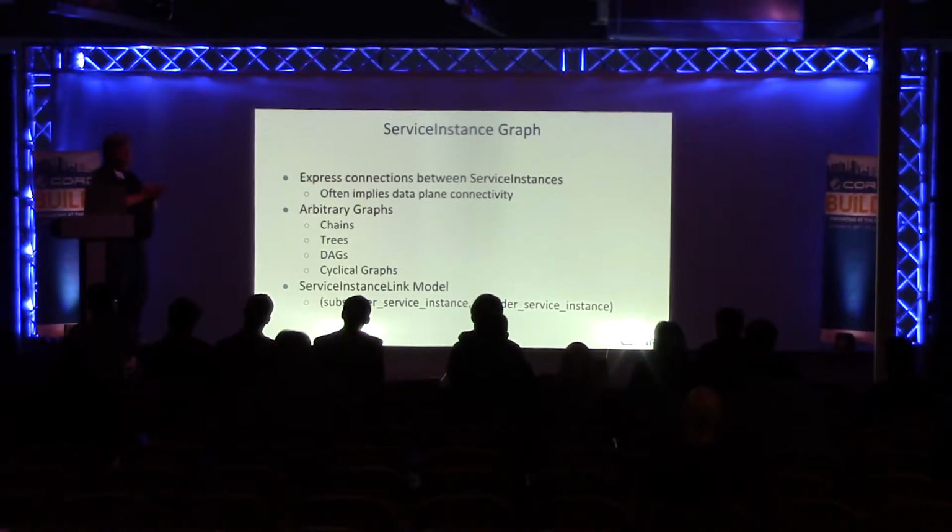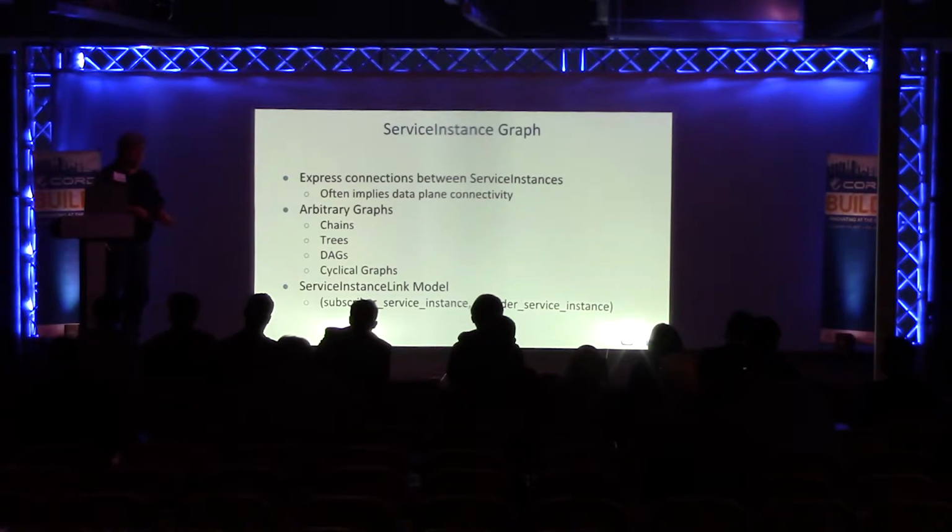The other type of graph we have is the service instance graph. The service instance graph expresses connections between service instances. Now this often does imply data plane connectivity, in that a lot of things on the service instance graph are service instances that do end up on the data plane. So things like VOLT service instances and VSG service instances and public addresses.